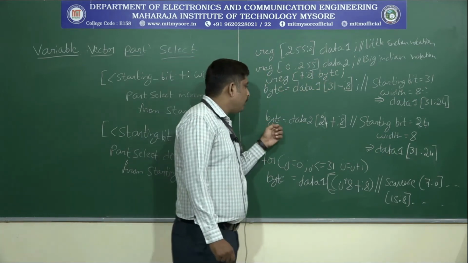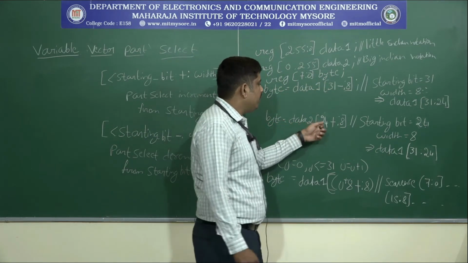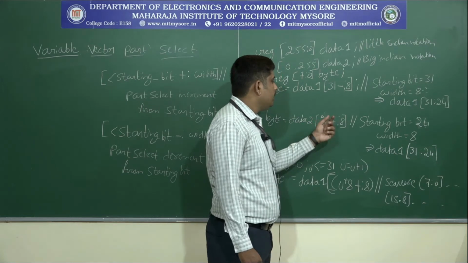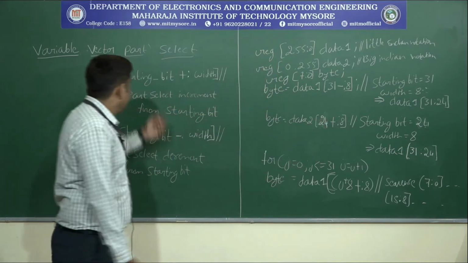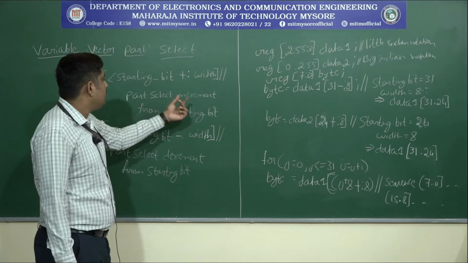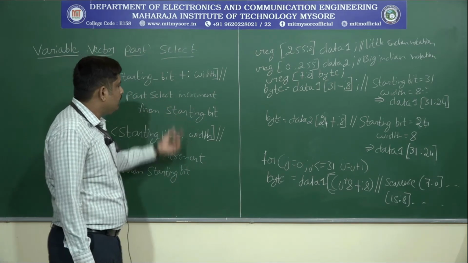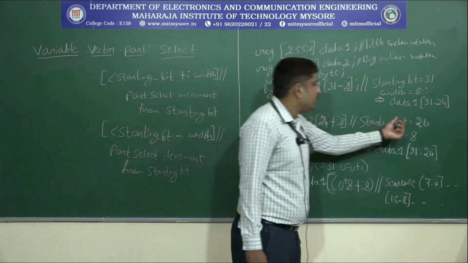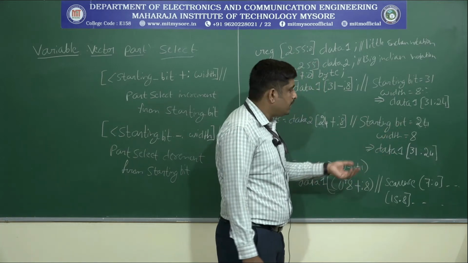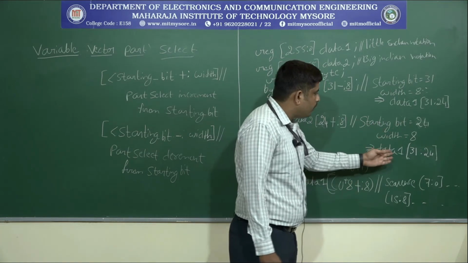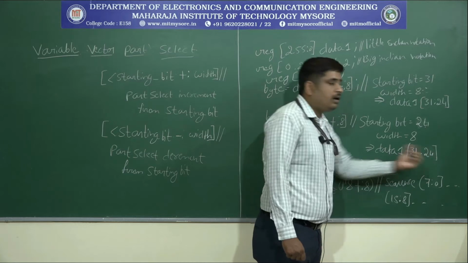Next equation, byte is equal to data 2 24 plus colon 8. Plus colon indicates a part select increment from the starting bit. The starting bit is 24, and it should be incremented by the width of 8, so it becomes 31 colon 24.